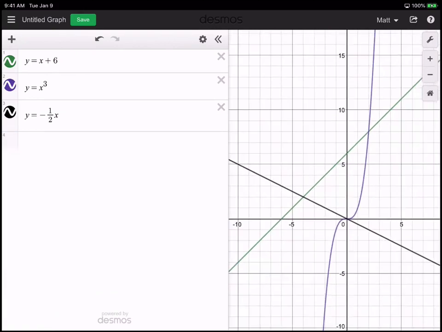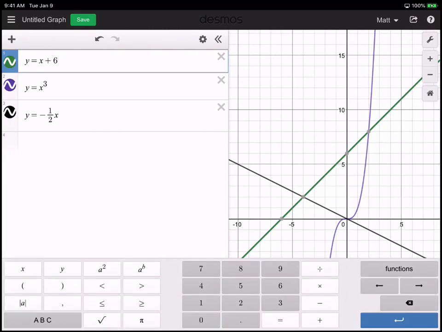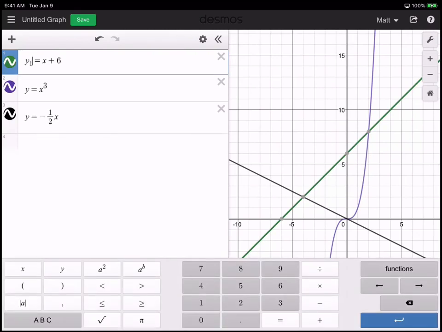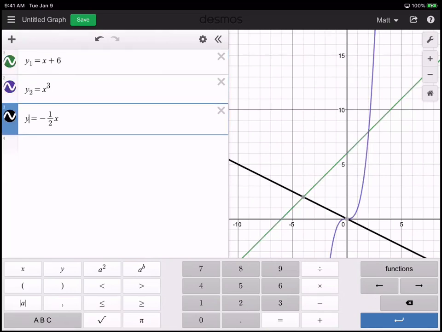So what we can do, when everything is just y equals, Desmos doesn't really differentiate between them. So what we can do is when you're typing this and you type y, you could actually put a 1 after that, and that is now labeled as y sub 1. So you can do that for all of them, y sub 2 and y sub 3. So now we can use these equations using the names y1, y2, and y3.